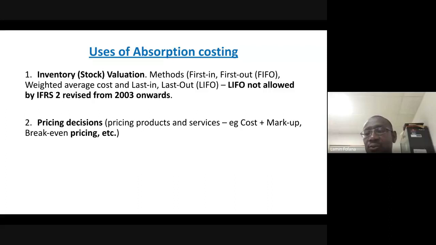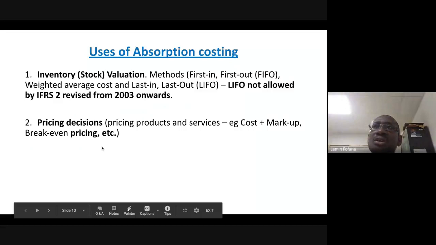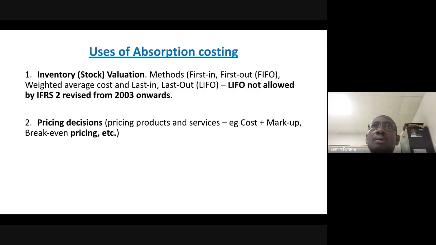Why do we go into business? Because we want to make business. So look at the second one. The second one says break-even pricing. Break-even pricing means you're going to price your products the same as your cost. You're not adding anything on top.